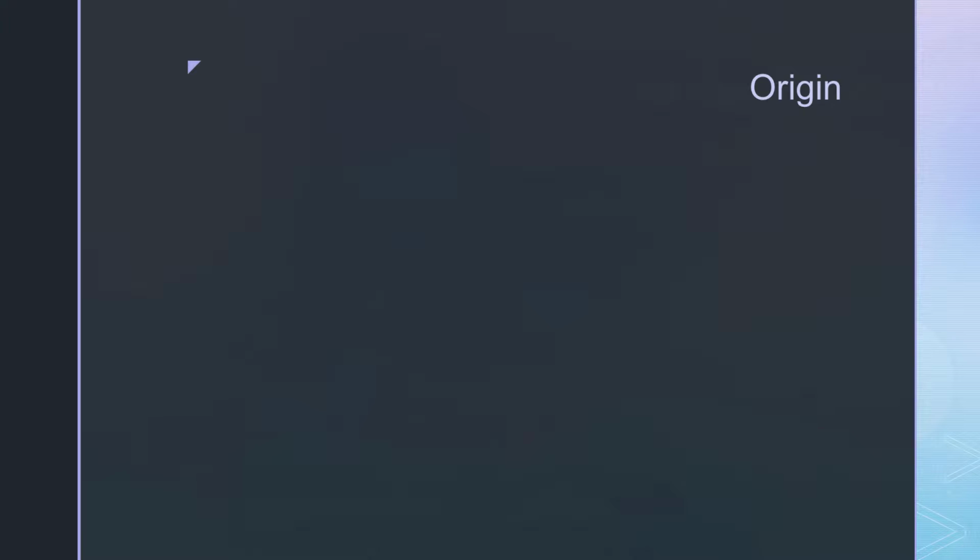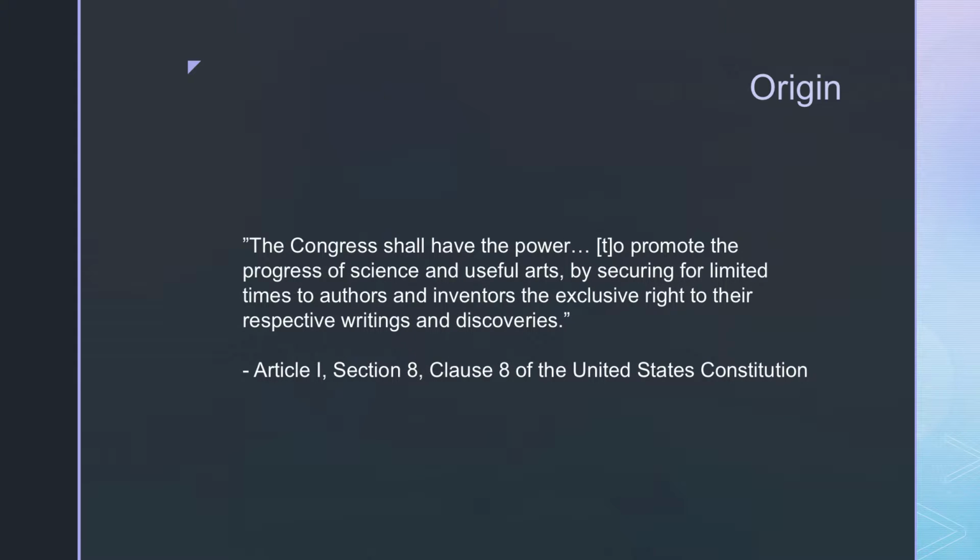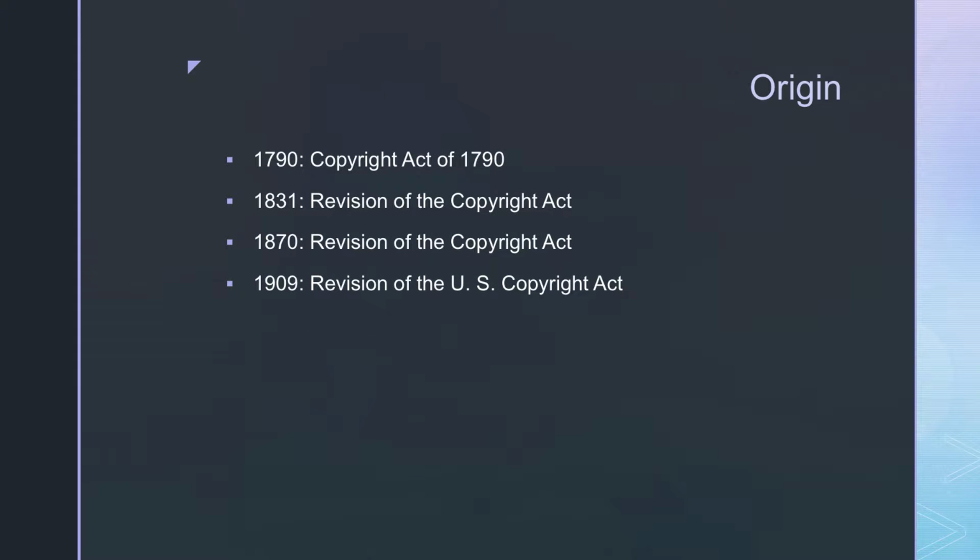Where does copyright come from? Actually, it comes from the Constitution. So, from the founding of this country, we had copyright laws. And it didn't take Congress long to start revising the copyright laws. There have been dozens of revisions to the copyright, dozens of legal cases about copyright.